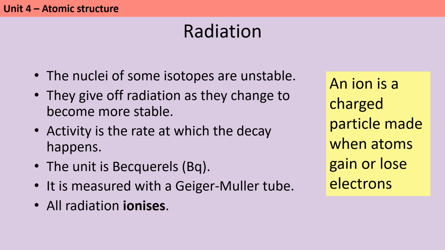Now, as that decay happens, and as the alpha particles or beta particles or gamma rays are given off, we describe the rate at which that decay happens as activity, which is measured in becquerels with a piece of equipment called a Geiger-Müller tube.